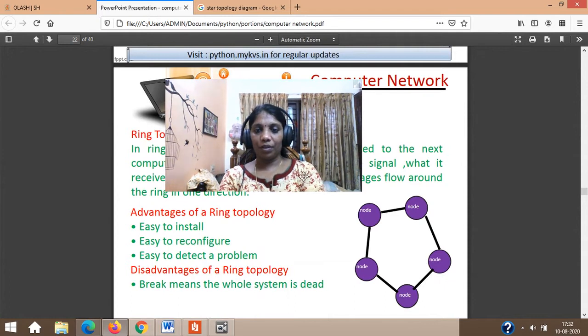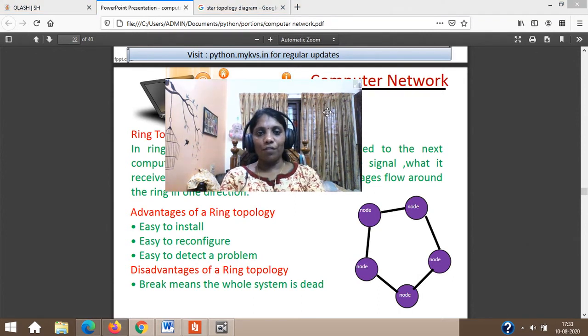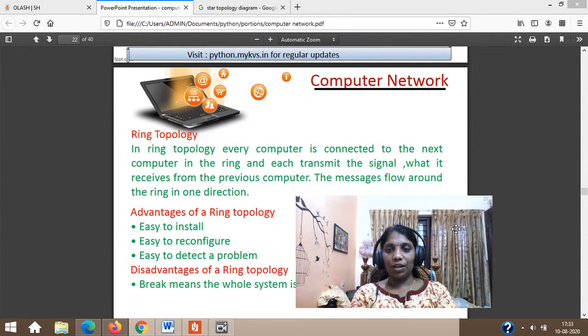As you can see, what is the specification? It forms like a ring, like this. The first machine is connected to the second, second to the third, third to the fourth, fourth to the fifth, and finally this back to the first. So it is like a formation of a ring. That is why it's called a ring topology. Every computer is connected to the next computer like a ring, and each transmits the signal to one another.